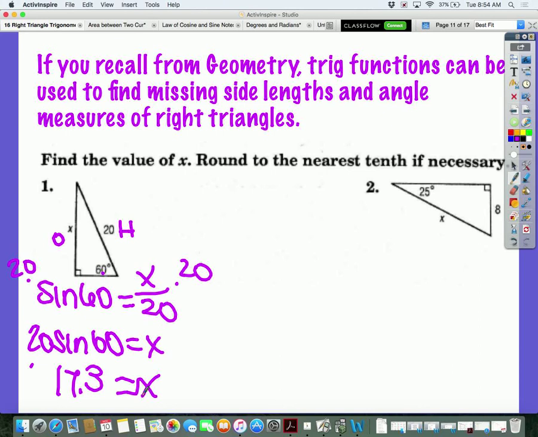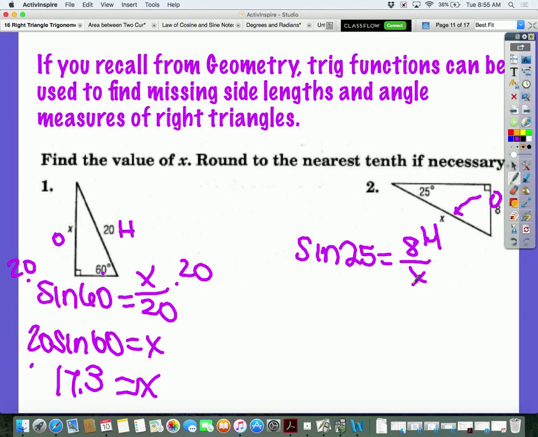Alright? Let's do it again. Over here, I'm given a 25-degree angle. What is x? Hypotenuse. It's the hypotenuse. Remember, it's across from that 90-degree angle. What is the 8? Opposite. What trig ratio am I using? Sine. So I set it up as sine what? 25 equals, careful, 8 over x. It's your opposite side over your hypotenuse.